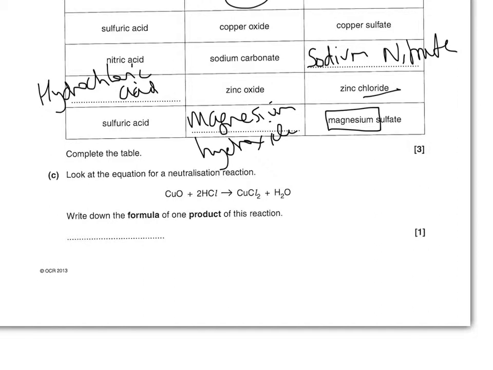Look at the equation of the neutralization reaction. Write down the formula of one product of this reaction. So remember, products are always on the right-hand side. They're always what are made. So either CuCl2 or you could have written H2O.